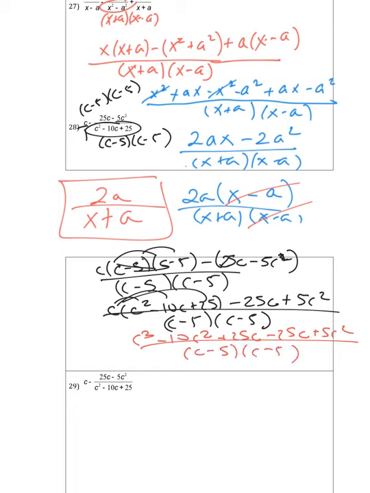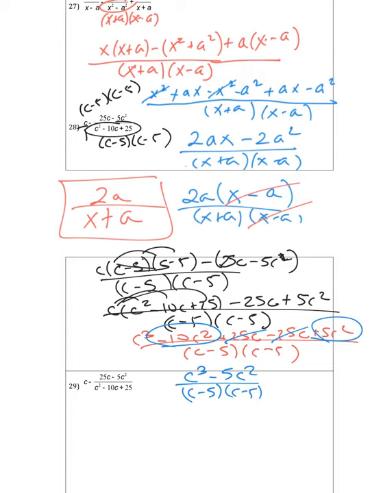And now I'm going to combine like terms. I have positive 25c and negative 25c cancel. I have c cubed, and then negative 10c squared and positive 5c squared give me minus 5c squared, all over c minus 5 times c minus 5.